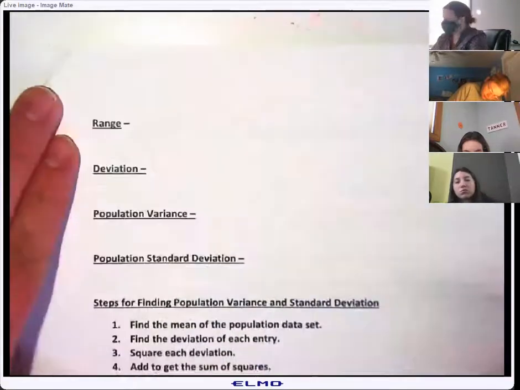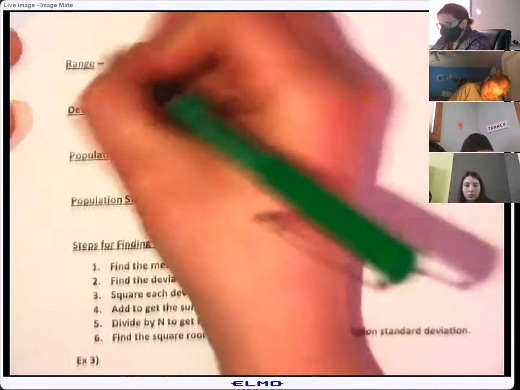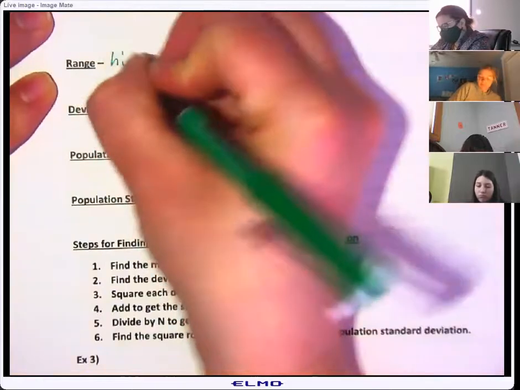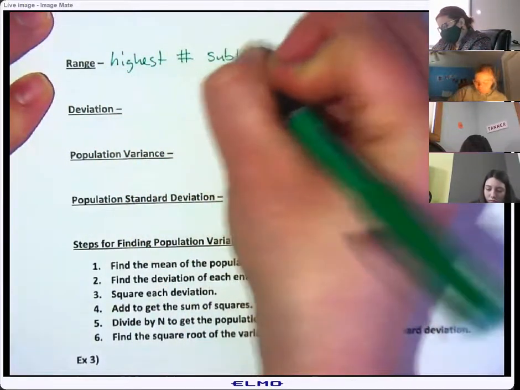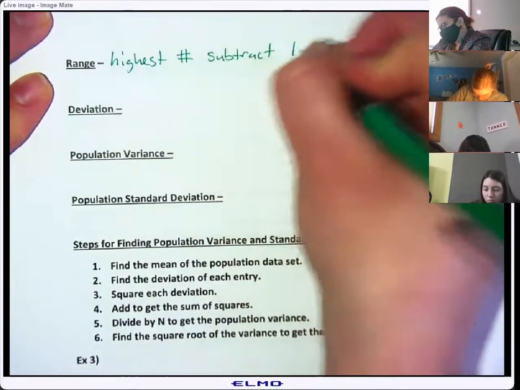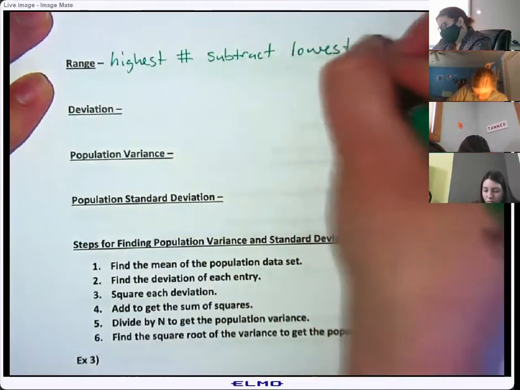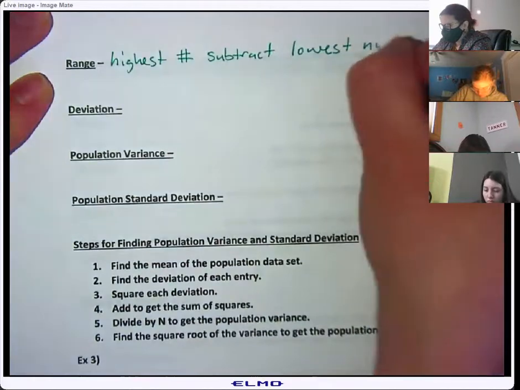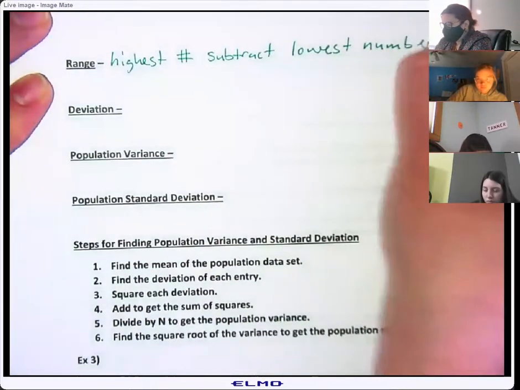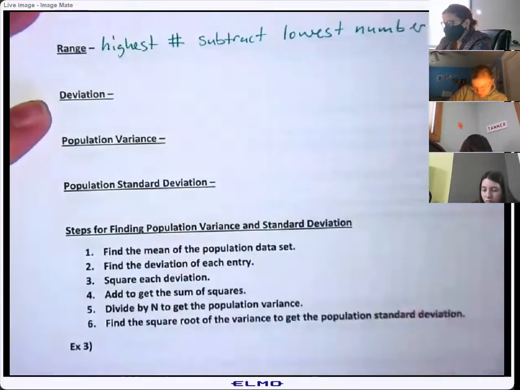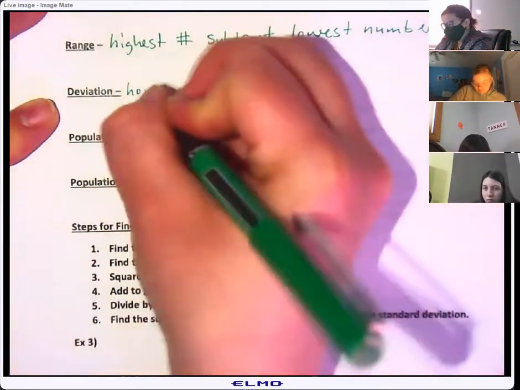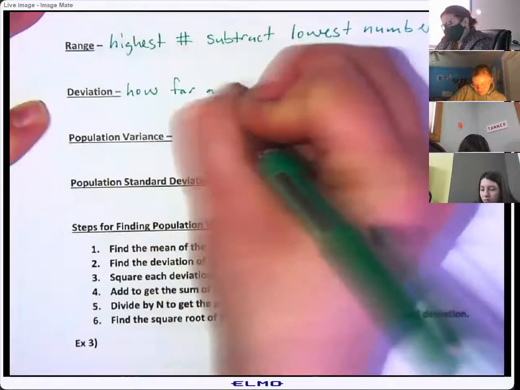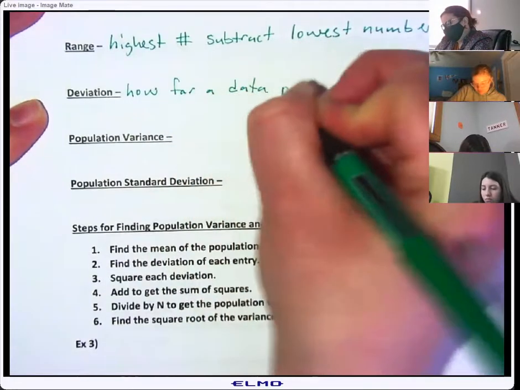Next up, range. Megan accidentally said this one earlier. This is where you take the highest number and subtract the lowest number. Deviation is how far a data point is from the mean.